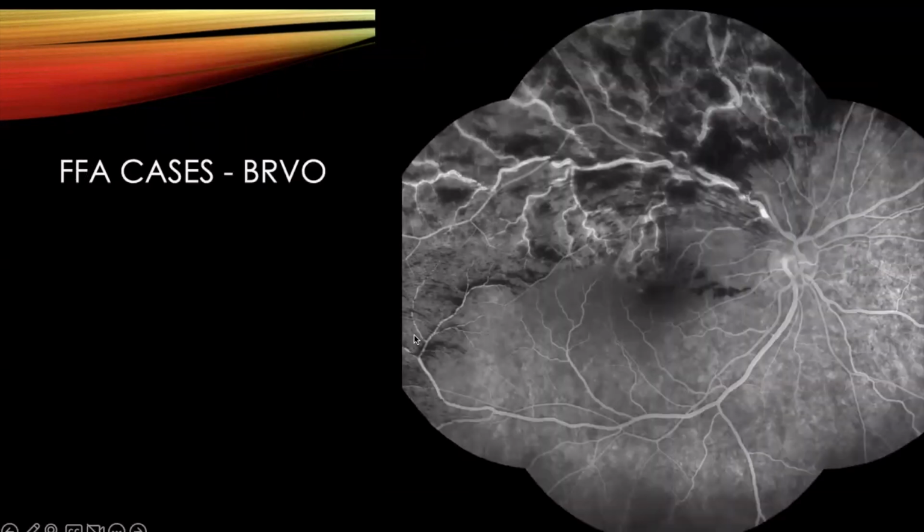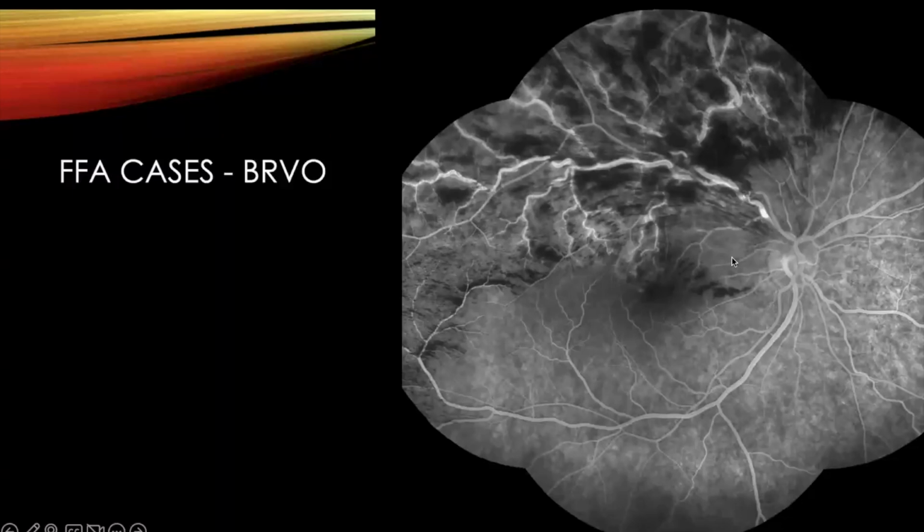Finally, I wanted to show you what a branch retinal vein occlusion will look like. Obviously, a CRVO will look very similar, but everywhere. This is a very acute BRVO. What you can see here is a collage picture of a patient's right eye, and along the supratemporal arcade, you've got these areas of blockage in a sort of flame shape.